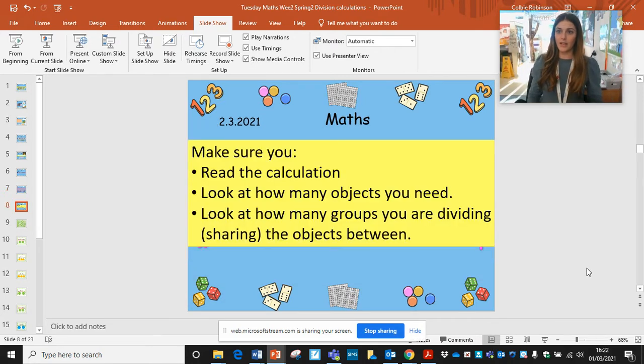So these are the key things that you need to remember. Read the calculation. Look at how many objects you need, that bigger number, and then look at how many groups you are dividing or sharing the objects between, which is your smaller number in the calculation.